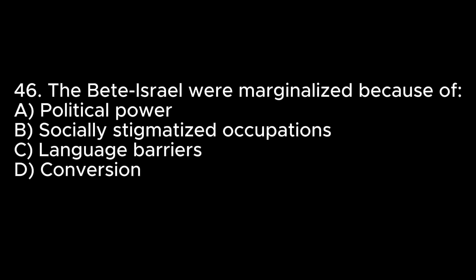46. The Beta Israel were marginalized because of A. Political power. B. Socially stigmatized occupations. C. Language barriers. D. Conversion. Answer: B. They were assigned stigmatized crafts like blacksmithing.